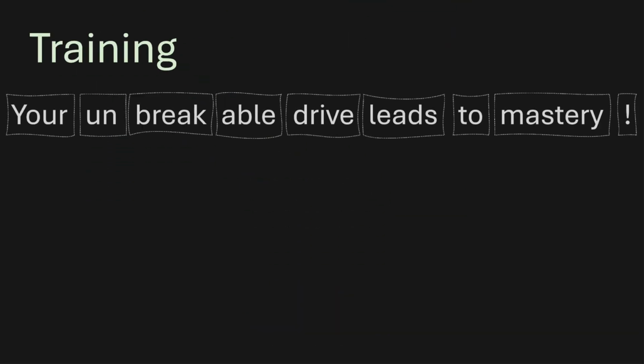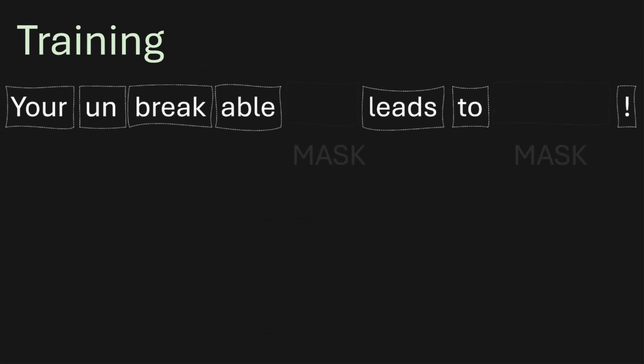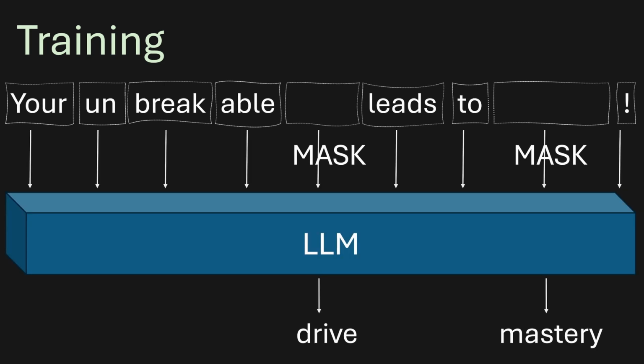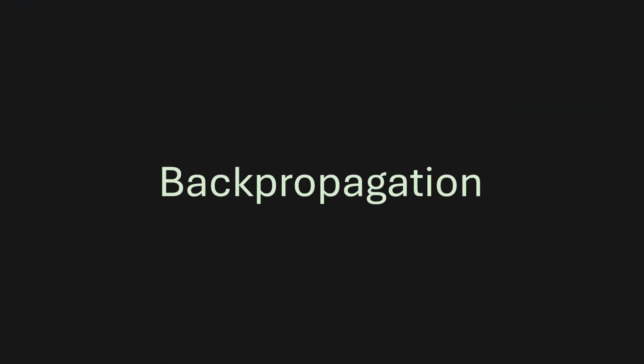The model's learning process is called training. During training, the model goes through each text sample in the dataset, randomly masking or hiding one or more words. The incomplete sentence is then given to the LLM, which is tasked with guessing the missing words. Initially, the model might make random guesses, but over time, it improves through a process called backpropagation.